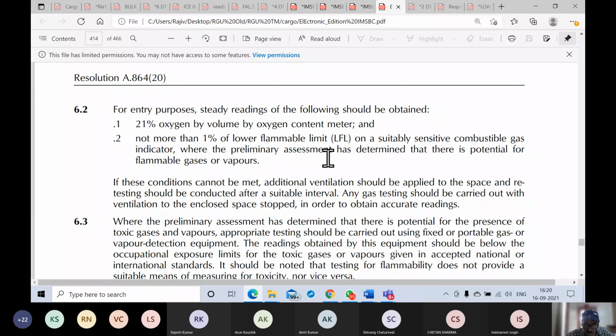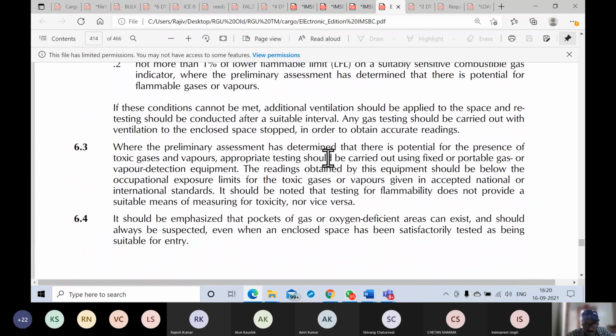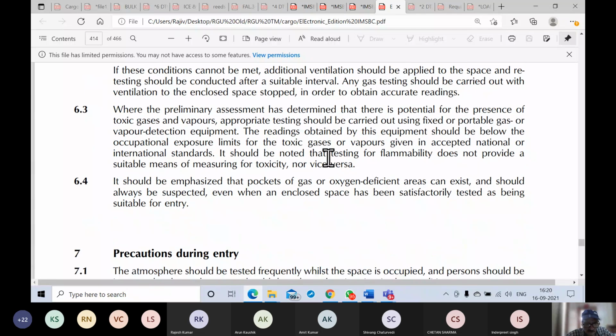Additional ventilation may be required for the space, which you should make sure is being done. These are all part of your checklist also. You're well familiar with them. If a question does come, you will simply recall your checklist and write it down.